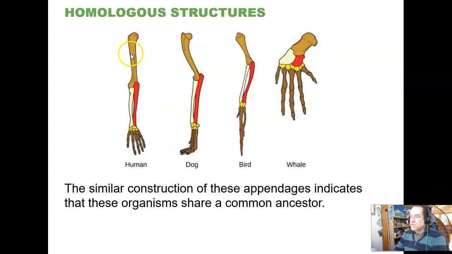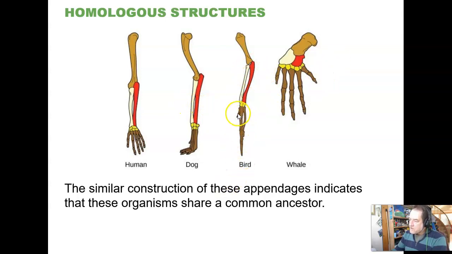And this of course is the humerus, this is the radius, this is the ulna, these are the carpals, and these are the metacarpals and phalanges of the hand. This is the foreleg of a dog, and again we've got the carpals, the metacarpals, and the phalanges right here. The humerus, the radius, and the ulna, etc.